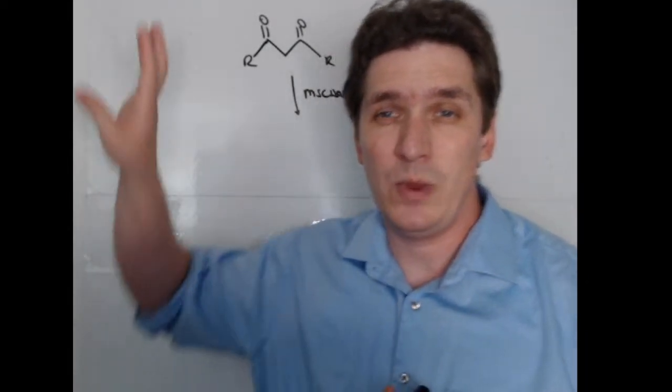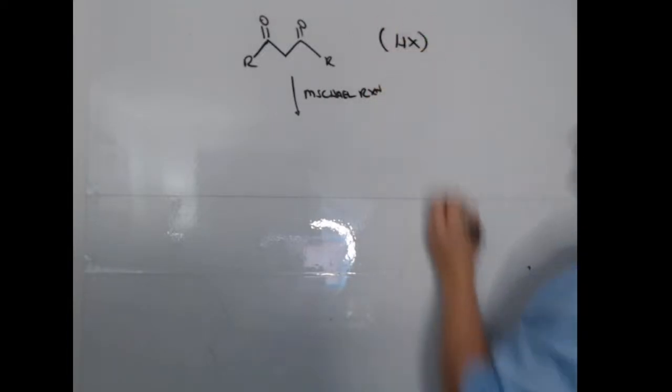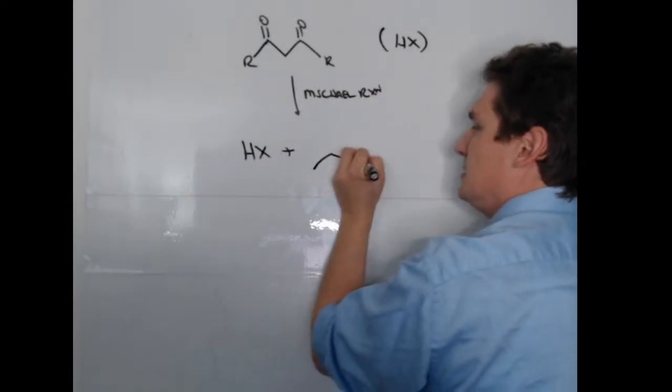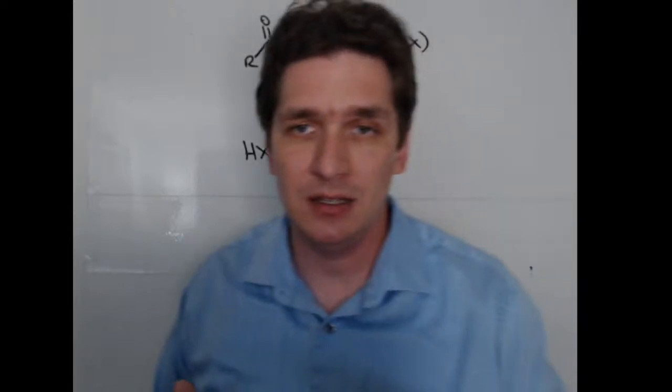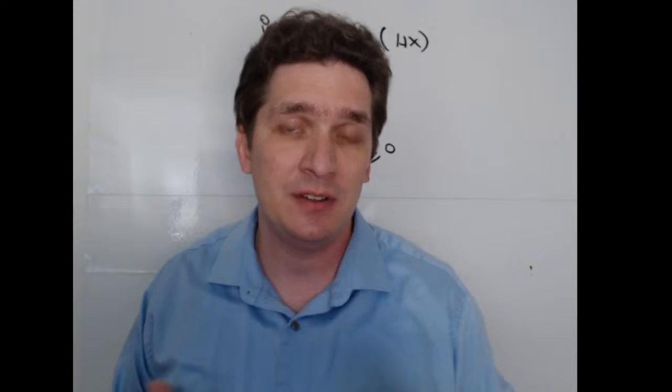And if this is way too much, we'll just say that this is HX. And if I write HX plus this, it's going to be an anti-Markovnikov reaction. So it's going to act anti-Markovnikov because the X group is going to the end of the double bond. This is simply steric hindrance. This has nothing to do with the mechanism so much.